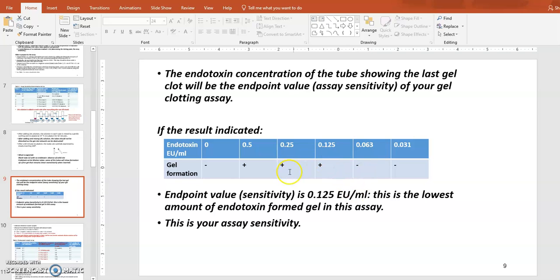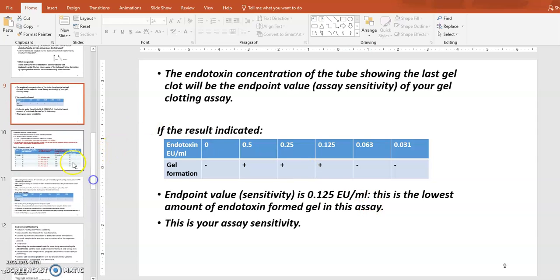So if you have this data, that means your assay sensitivity, which means the smallest amount of endotoxin you can detect with your LAL solution, is up to here, 0.125 EU, endotoxin units per mL. That's what you can get out of the first set of the experimental setup. Does it make sense? Okay.